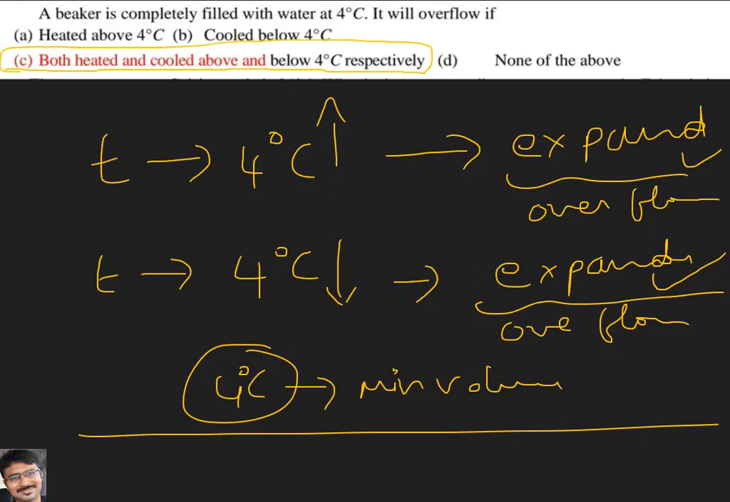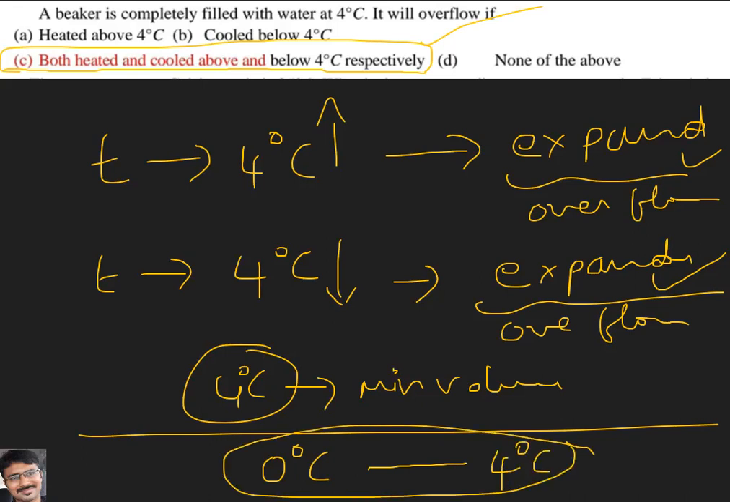I hope now you understood how we got the answer. So this is about the anomalous behavior of water. This is a very important topic, that water has a peculiar nature between 0 degrees centigrade and 4 degrees centigrade. Only in this range will this happen. Okay, this is a very important topic related to liquids, expansion of liquids.